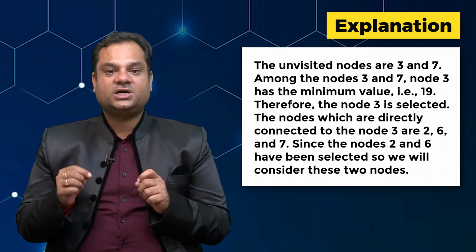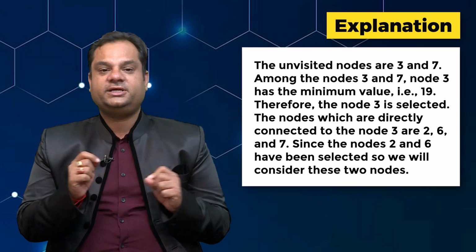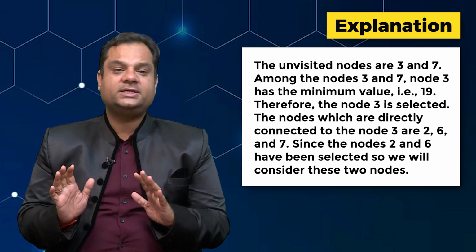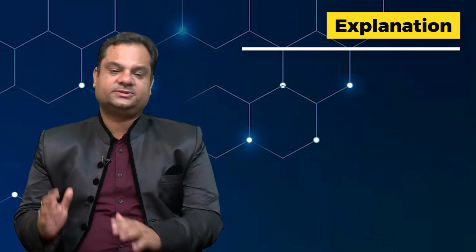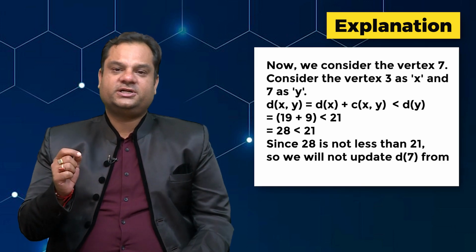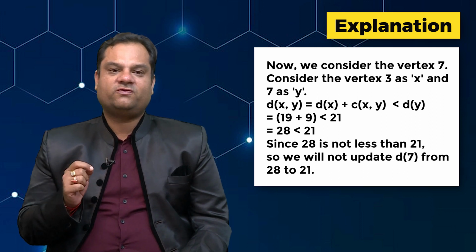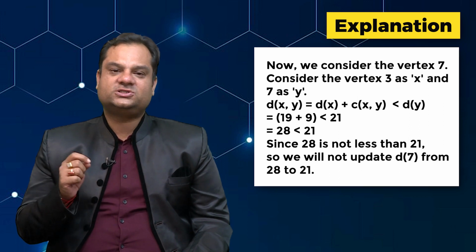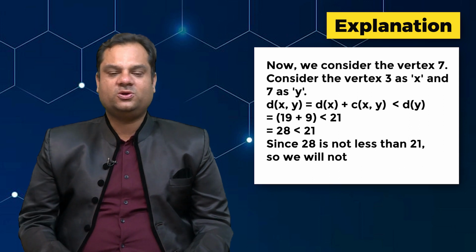The nodes directly connected to node 3 are 2, 6 and 7. Since nodes 2 and 6 have already been selected, we consider only node 7. Here consider vertex 3 as the x node and 7 as the y node. Put d of x equals 19, c of xy equals 9. The new value is 28, which is not less than the previous value 21, so we can't update the old value with the new value.